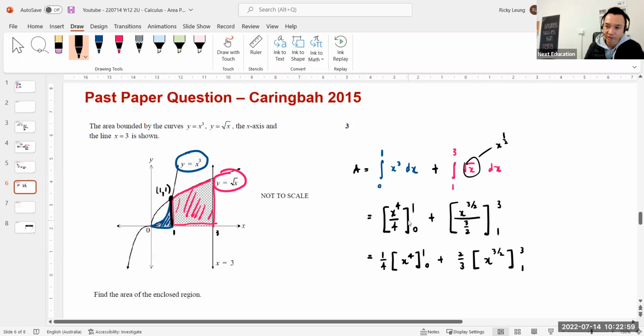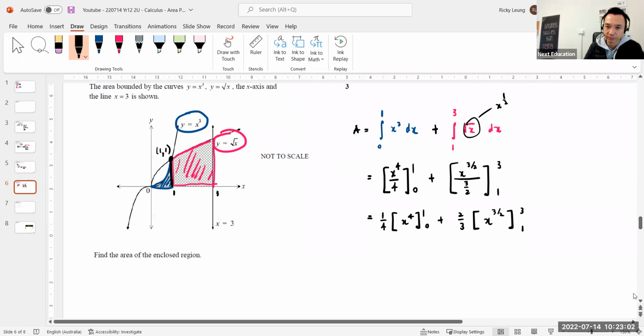All those numbers aren't going to be pretty, but let's see where it takes us. So this is 1/4 times x to the power of 4, so that's 1 to the power of 4 minus 0 to the power of 4. Pretty simple. Then 2 on 3 times 3 to the power of 3 on 2 minus 1 to the power of 3 on 2.